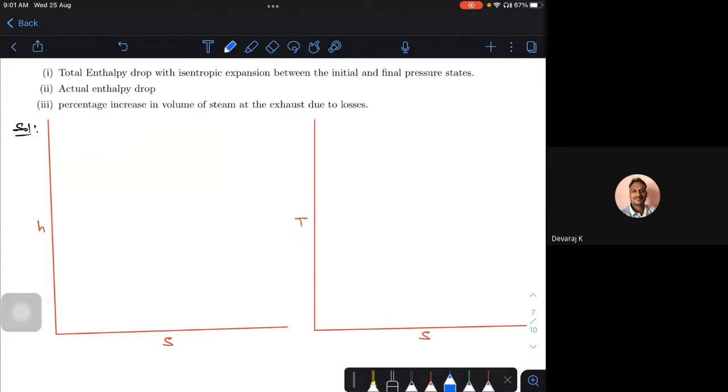Anyhow, this is a steam, so I need to put a dome. In any Hs diagram, the dome is flatter, and for the Ts diagram, the dome is something like this. This is how it is. So that's the only difference I could see.